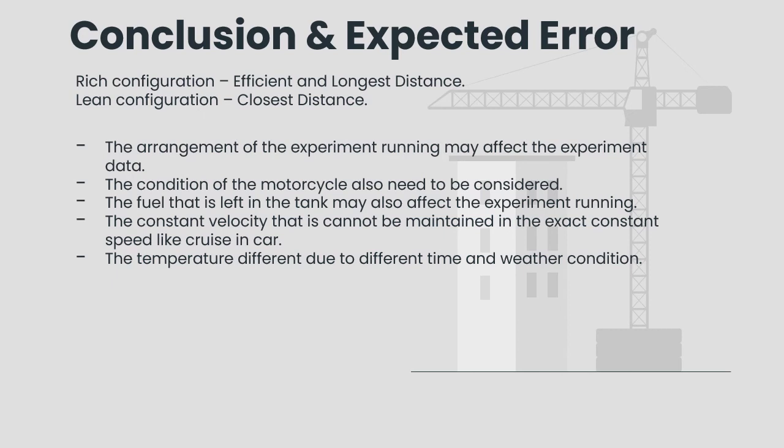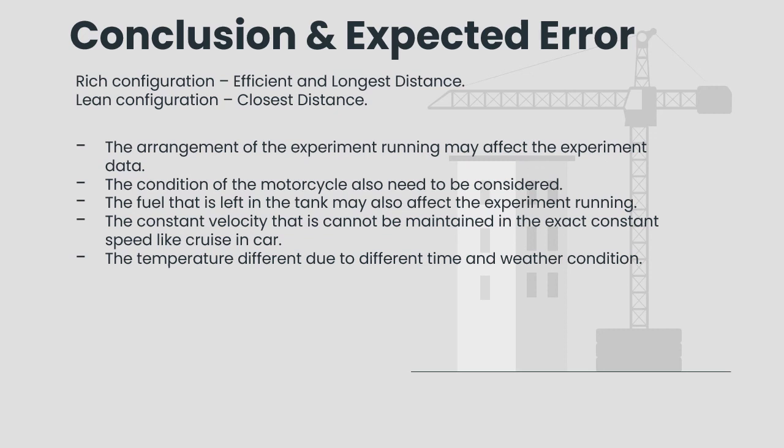So the conclusion of this experiment is that the rich configuration could be more efficient and span a longer distance when using these experiment parameters. The lean configuration is less efficient, and this may also be due to several variables mentioned in previous slides. The effect of the lean configuration on heat may affect its performance in this experiment run.